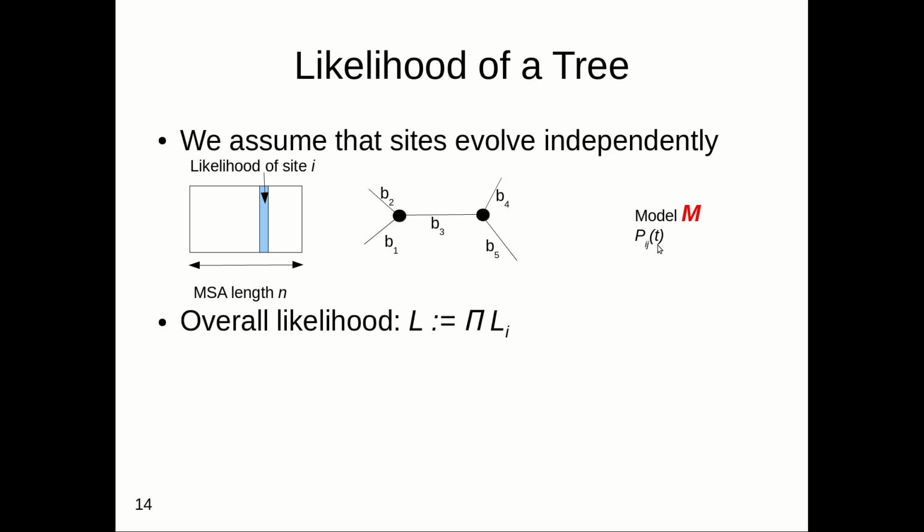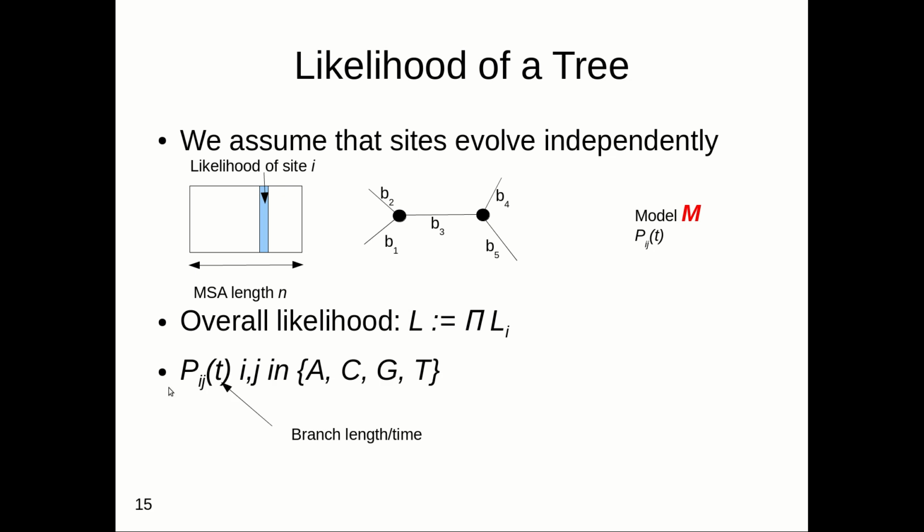Right. So, as I said before, the overall likelihood is just the product over the per-site likelihoods, and to make this numerically tractable, we typically take the sum over the logarithms of the per-site likelihoods.